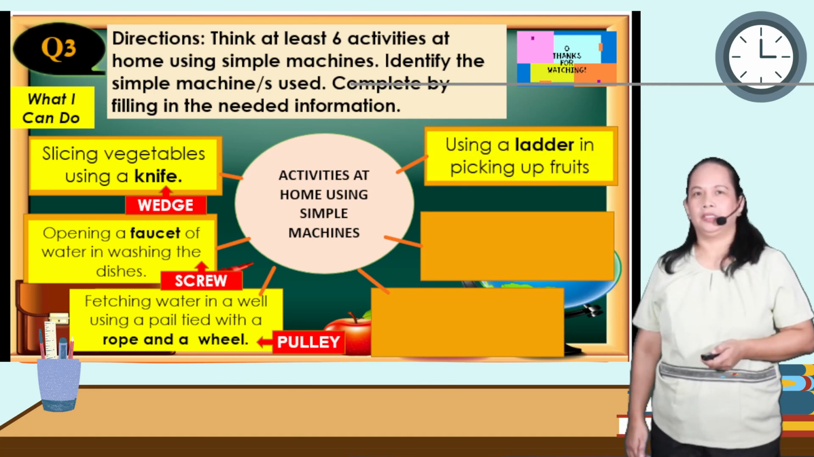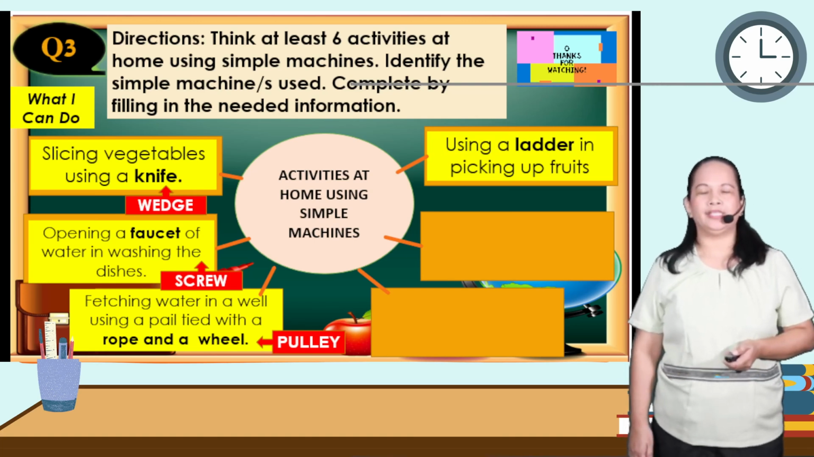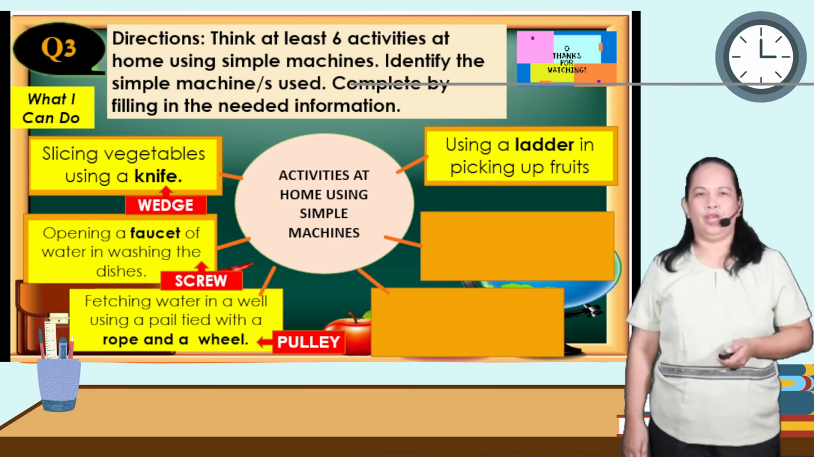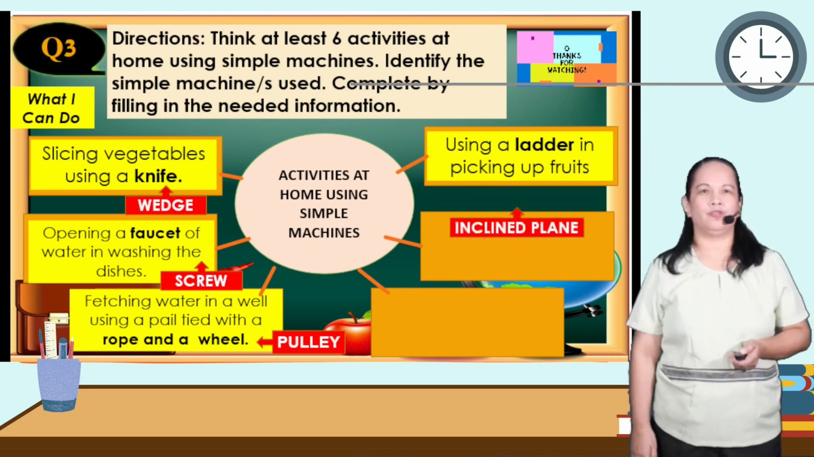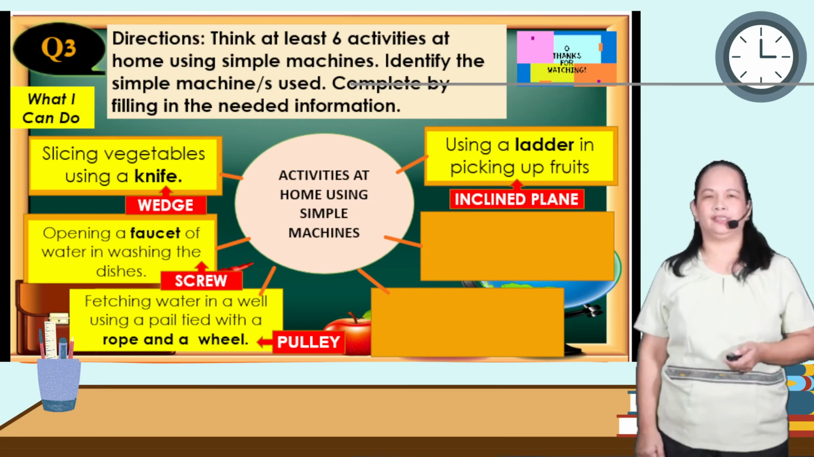Okay, next. Using a ladder in picking up fruits. So what is the tool or device used there? We have the ladder. The ladder is an example of an inclined plane. Yes, very good, grade 6.